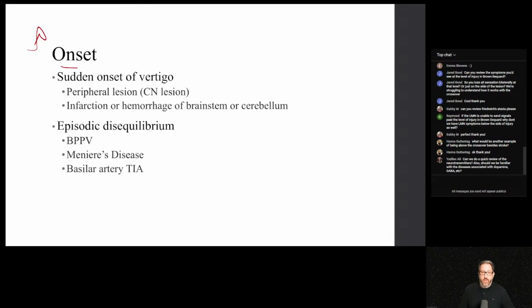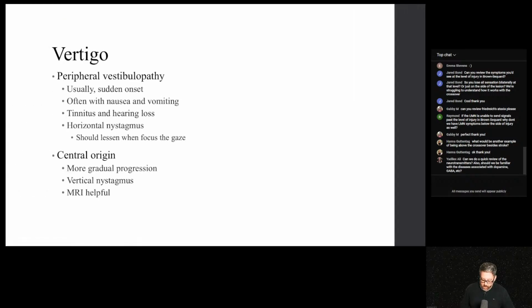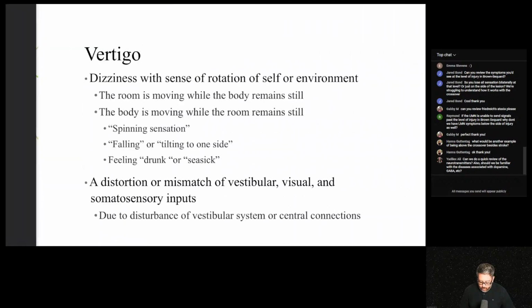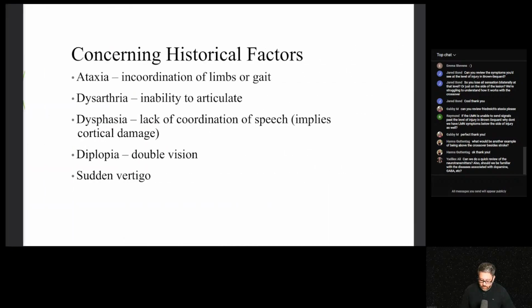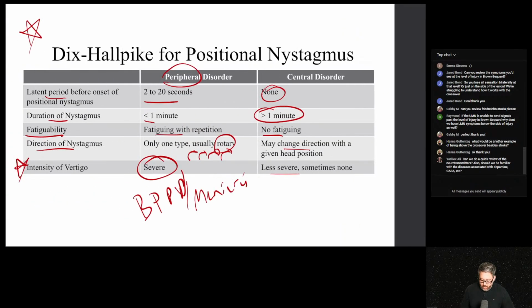Okay, onset, when does it happen? We went through that already with this big slide. Where is it? Central versus peripheral and when they start. Here it is, this one.